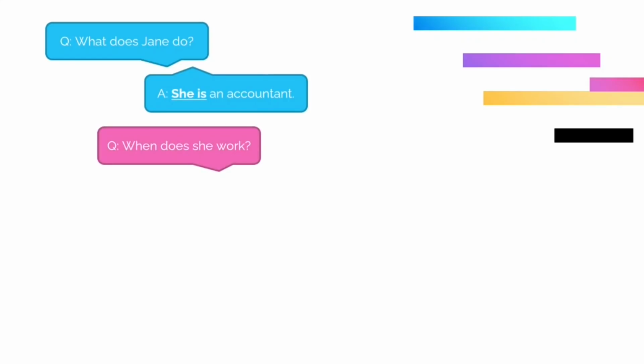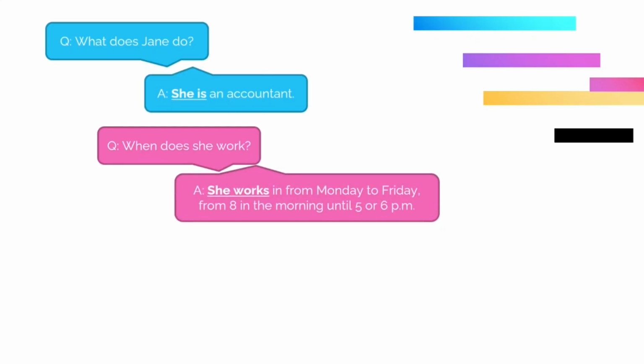Second question, when does she work? The answer, she works from Monday to Friday from 8 a.m. until 5 or 6 p.m. Notice that in this question, we have to use the third person singular perspective for Jane. She works from Monday to Friday. For the third person singular in simple present tense, he, she, or it, we have to add the s at the end. She works, he works, it works.